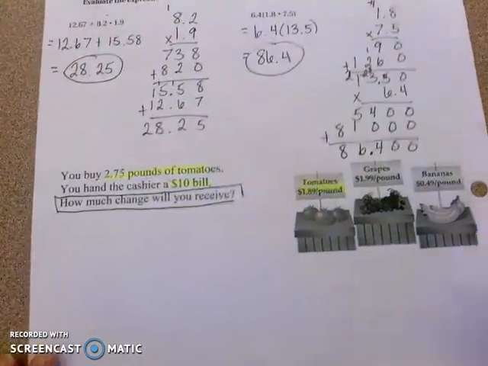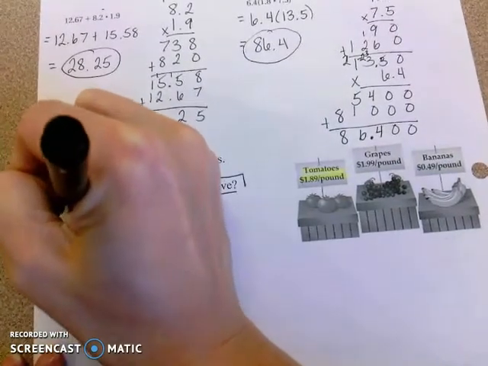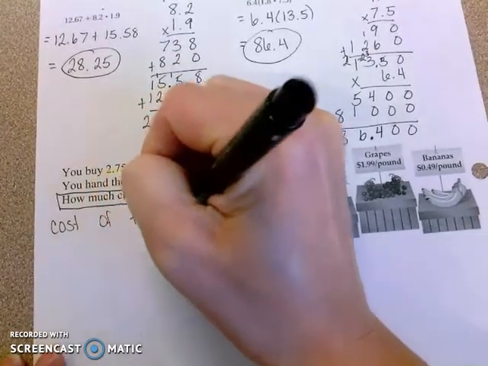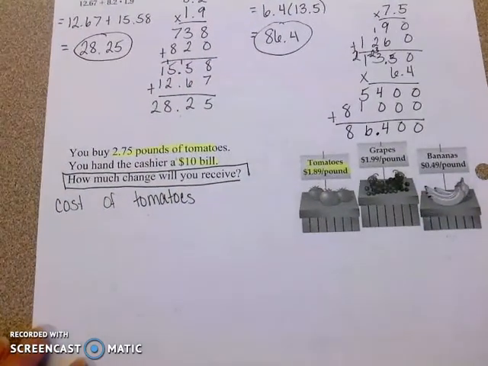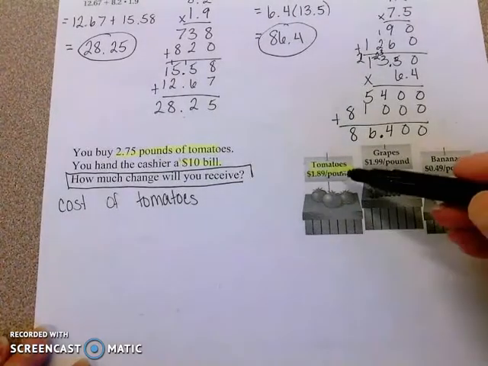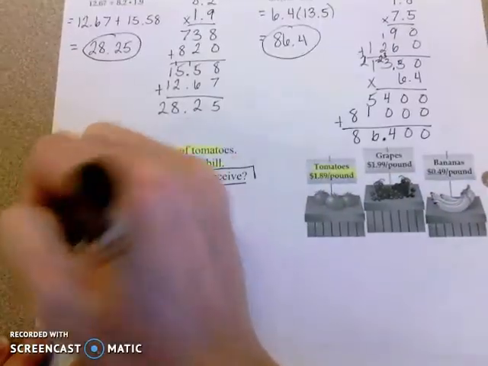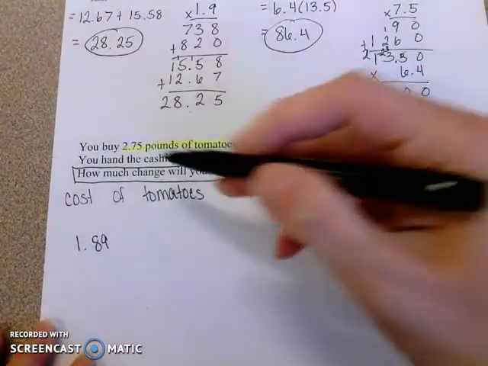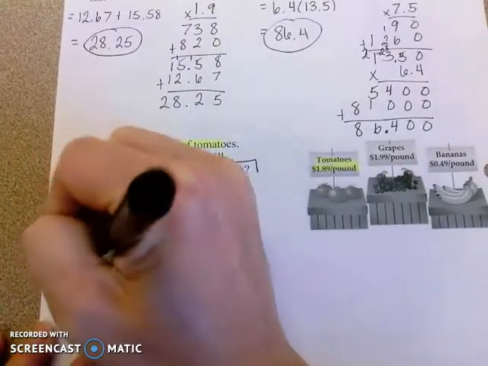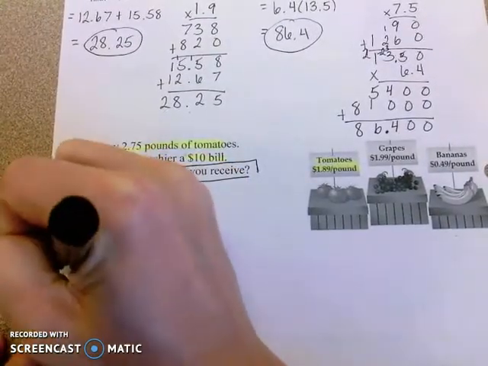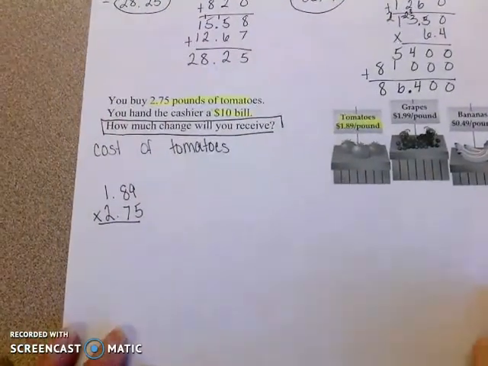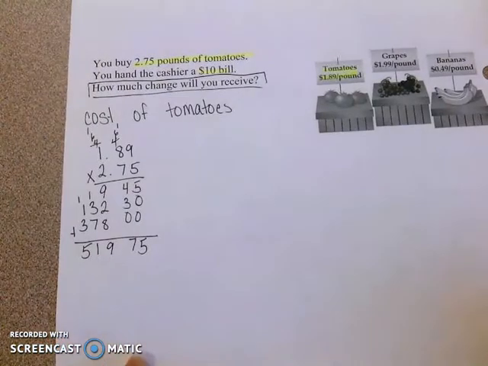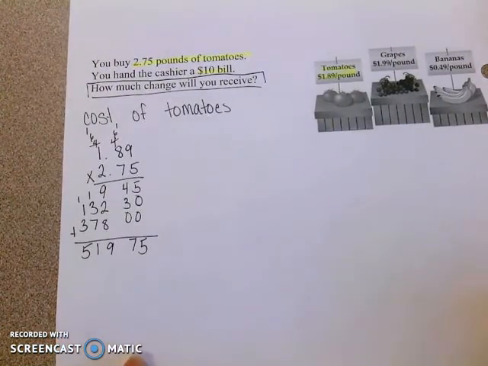So the first thing we need to do is figure out what is the cost of the tomatoes based on how much it costs per pound and how many pounds we bought. So if it's $1.89 a pound, I'm going to start with $1.89. And we're buying 2 7/75 pounds. So I'm going to multiply these two. All right, and here is what we got when we multiplied those two together.